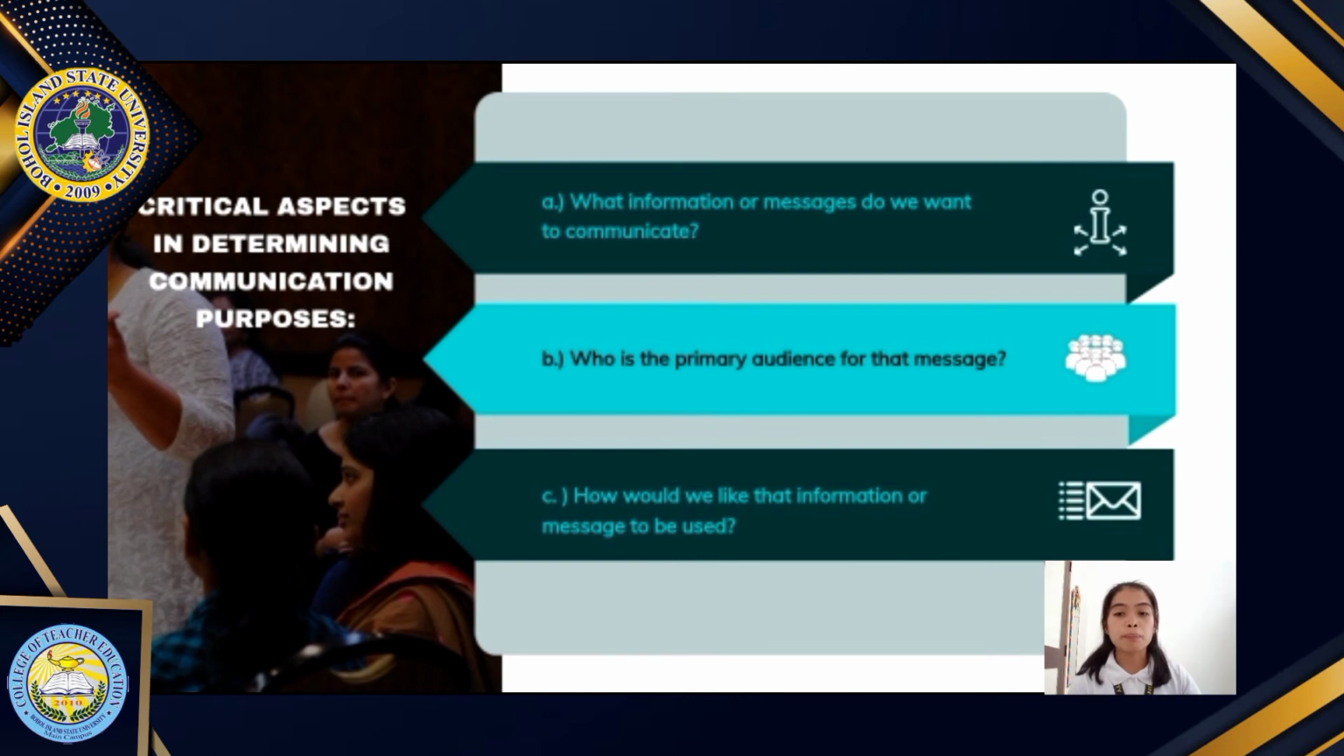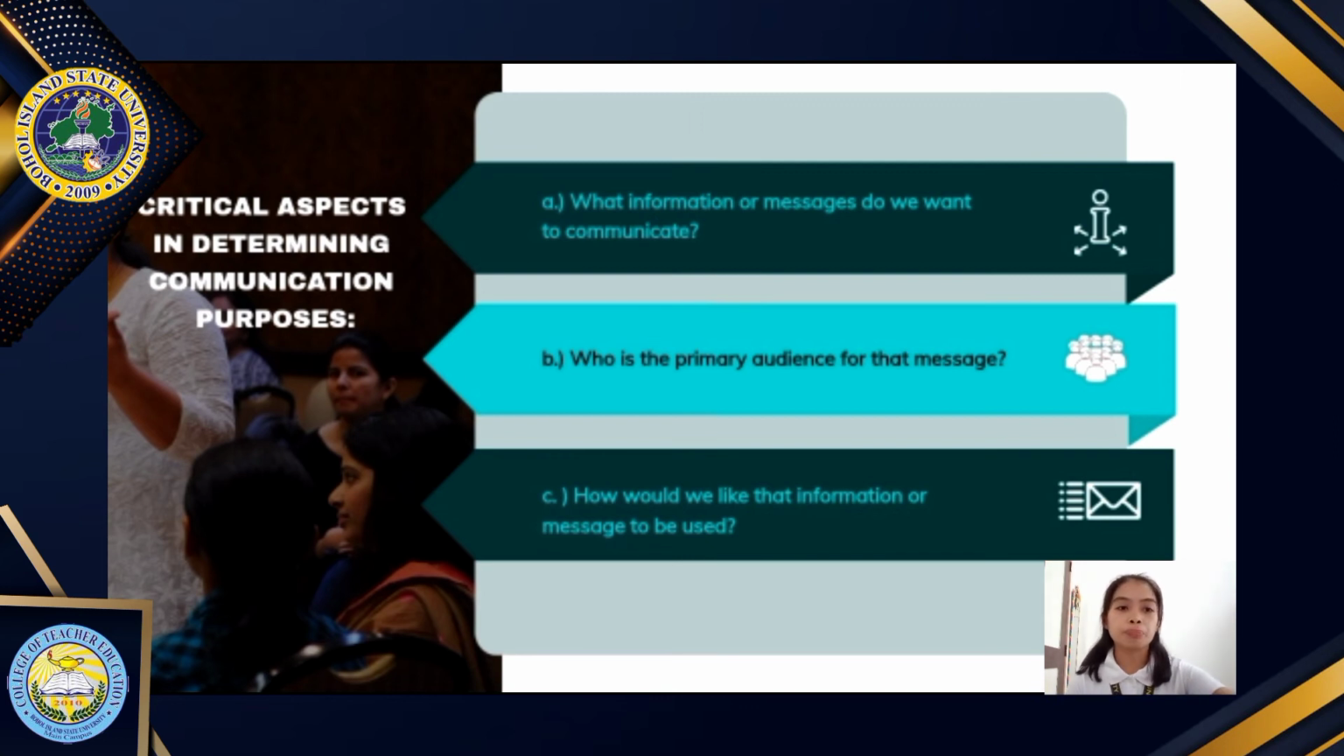For example, in a parent-teacher conference or meeting, of course, the messages or information that you are going to say should be related to the child of the parents you are talking to. And the third aspect is how would we like that information or messages to be used. So those were the three aspects of communication in developing effective reporting system.